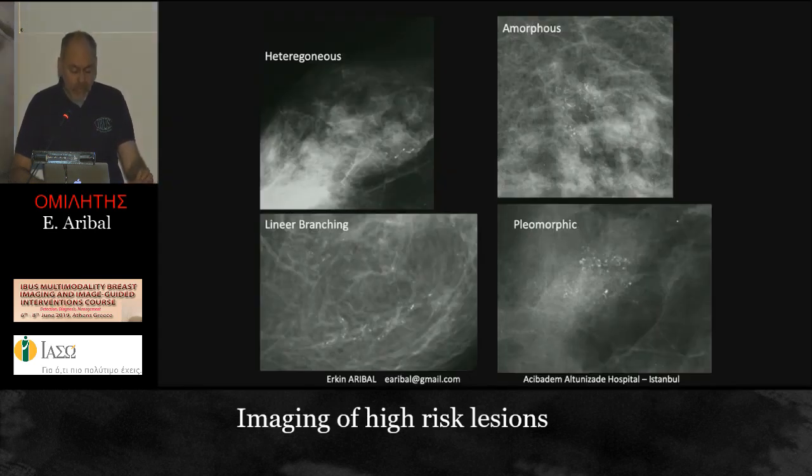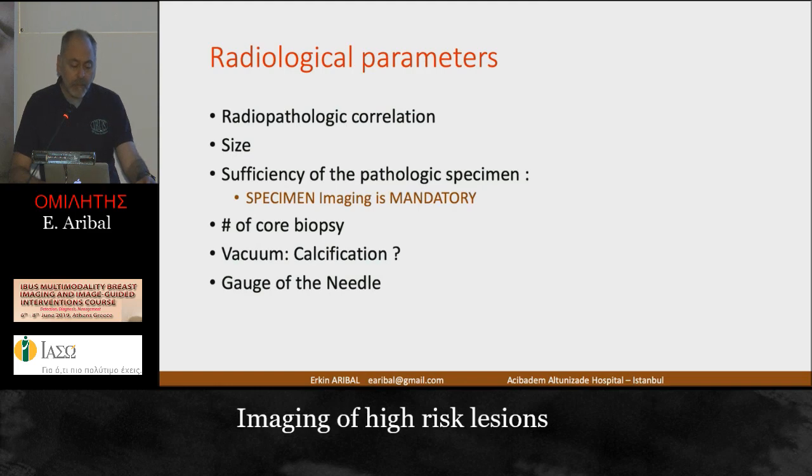Classifications are very challenging for every radiologist, and so we have 4 different categories from BI-RADS. Heterogeneous and amorphous has medium suspicion, and linear branching and pleomorphics are more suspicious than the other 2. What are the radiological parameters?